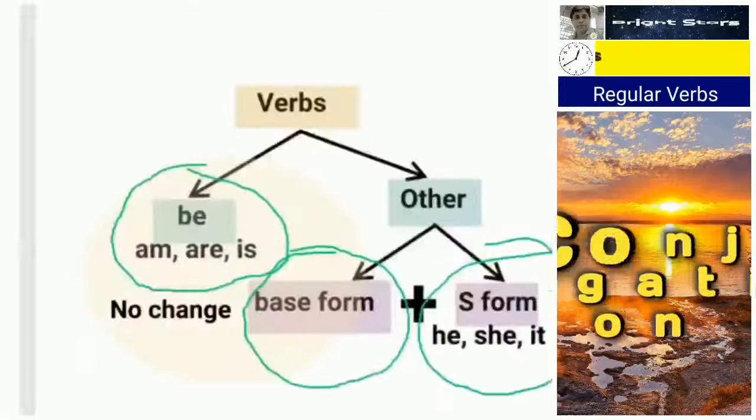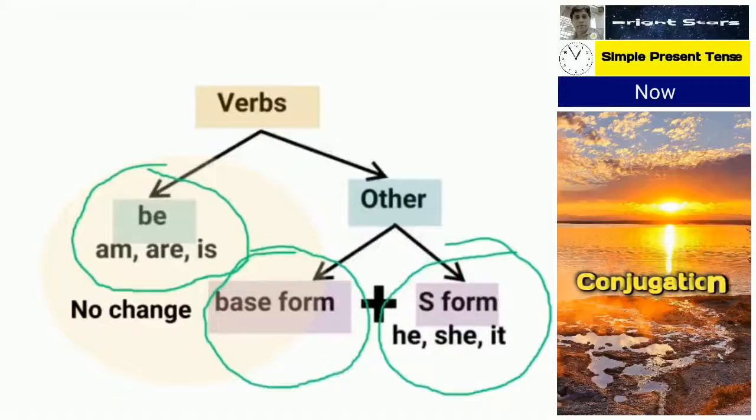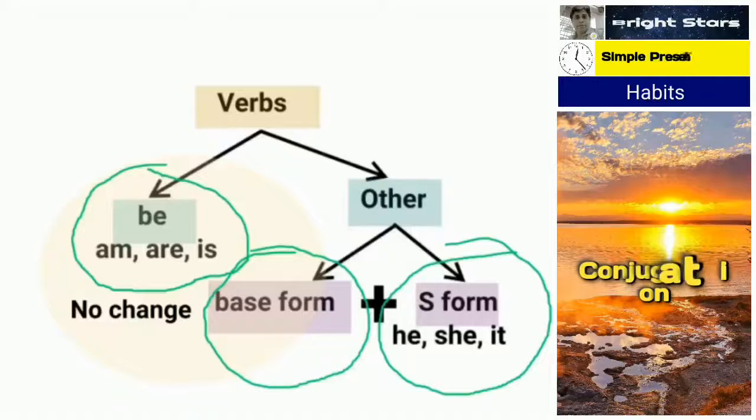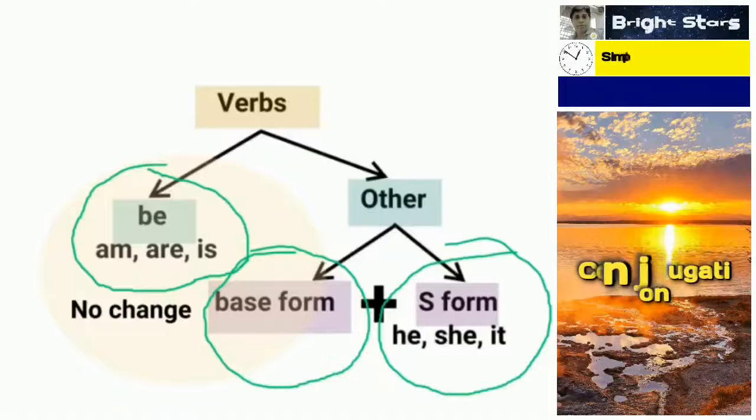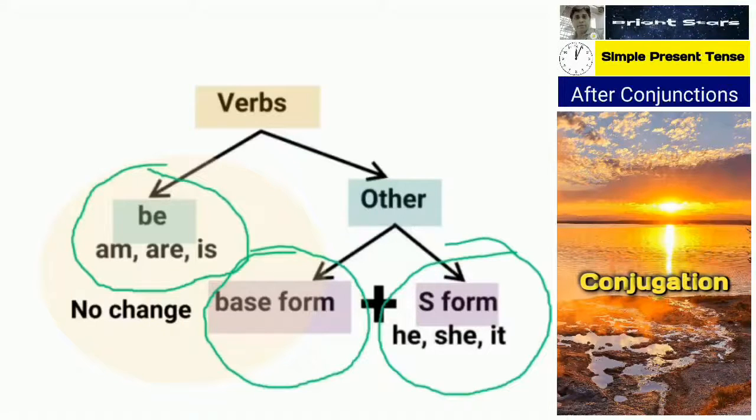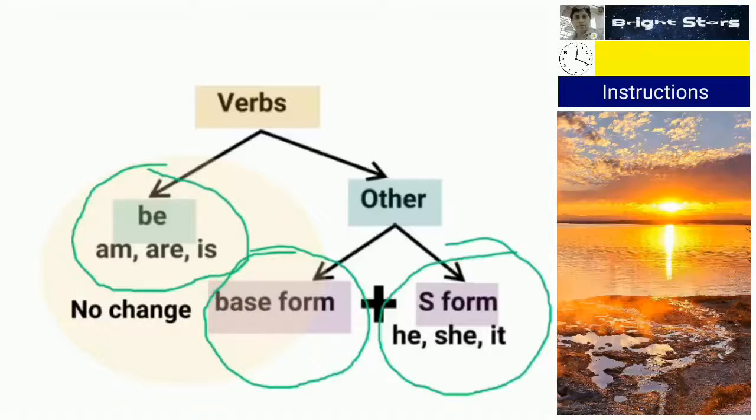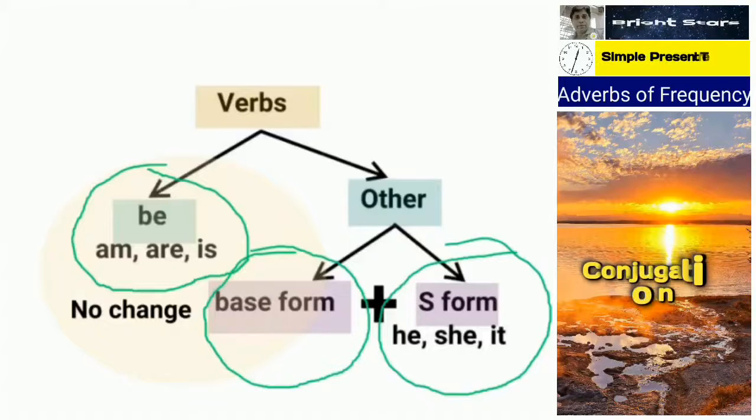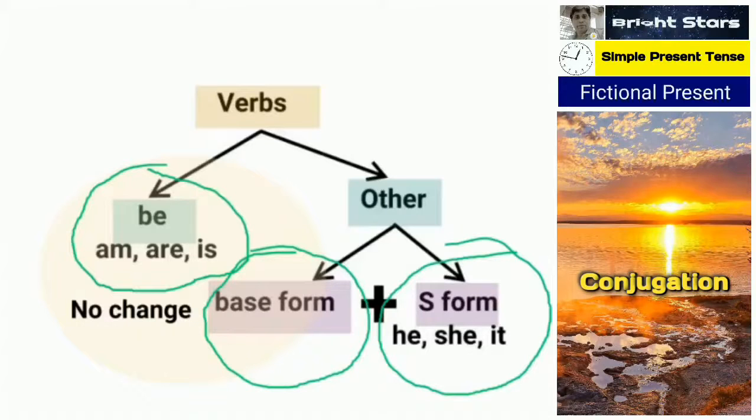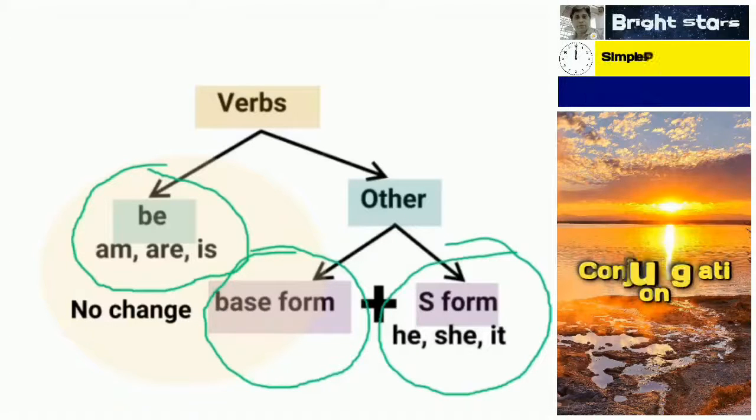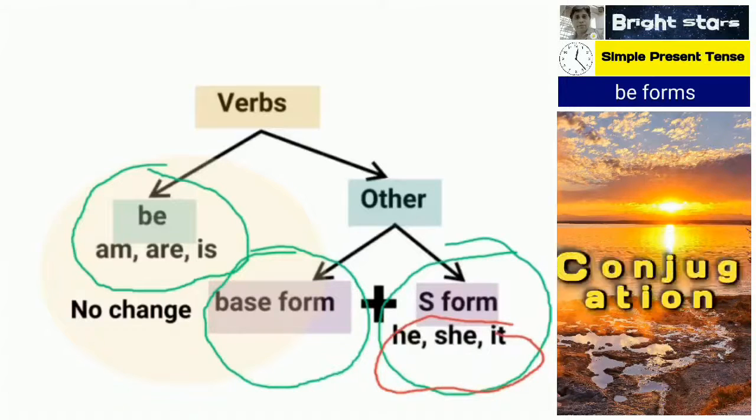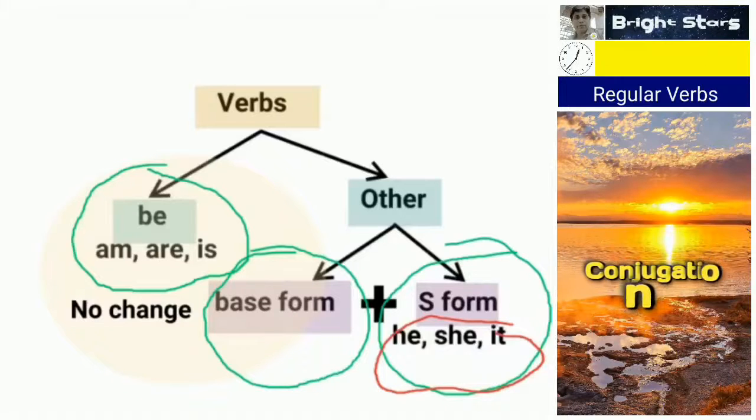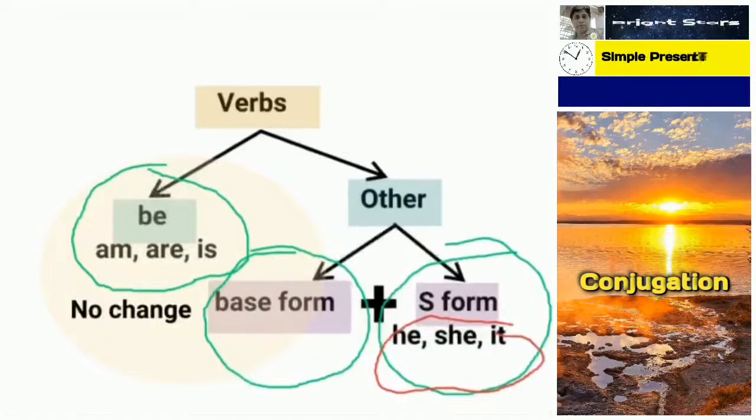In the same way, next you can see here that verbs are divided into two types. One is the be forms and the second is other forms. The be forms we have already discussed, that is am or is. Don't forget the be forms. Base forms are there, for example come, go, reach, ask. These are base forms. For them there is no change. But for third person singular, he, she, it, we add s. Base form plus s is equal to s form. So this is very easy.